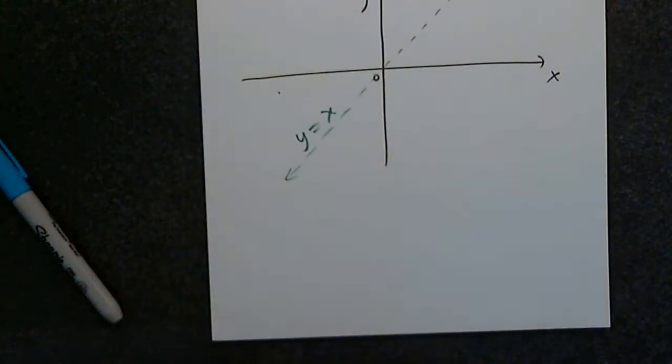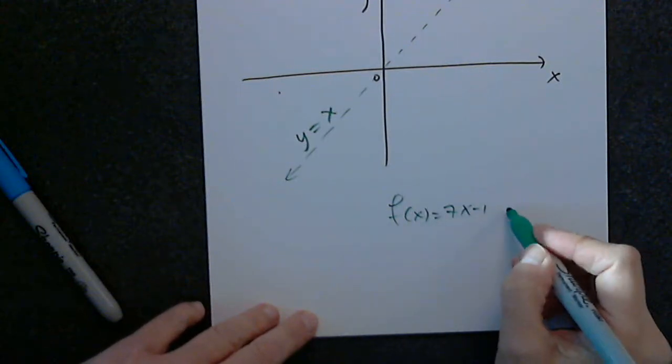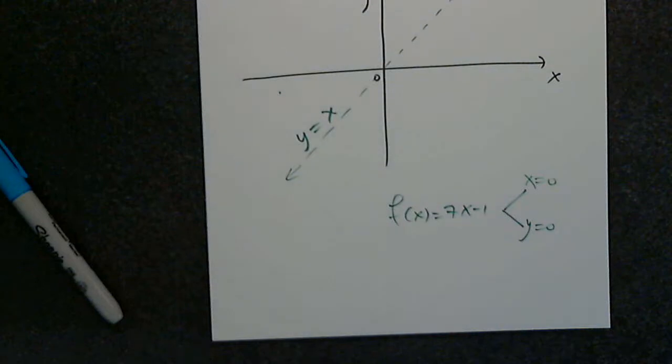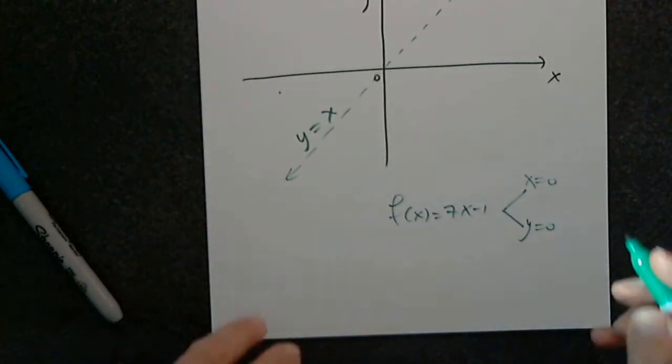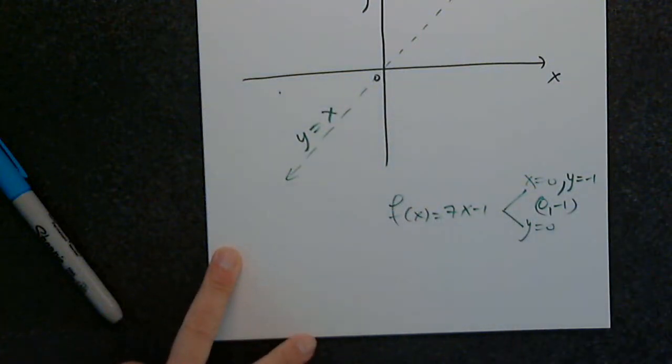So I go back now to f of x equals 7x minus 1. And like always, I try to determine the x and y intercepts. Those are the most important points. When x is 0, how much is y? Negative 1. Excellent. So 0, negative 1 is our first point.